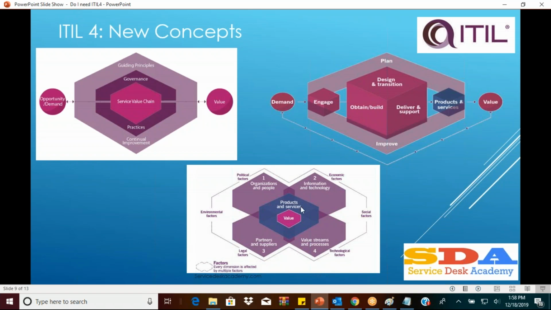And you might wonder, what is this third diagram? So here you see 4 dimensions. That is organization and people, information and technology, value streams and processes, and partners and suppliers.